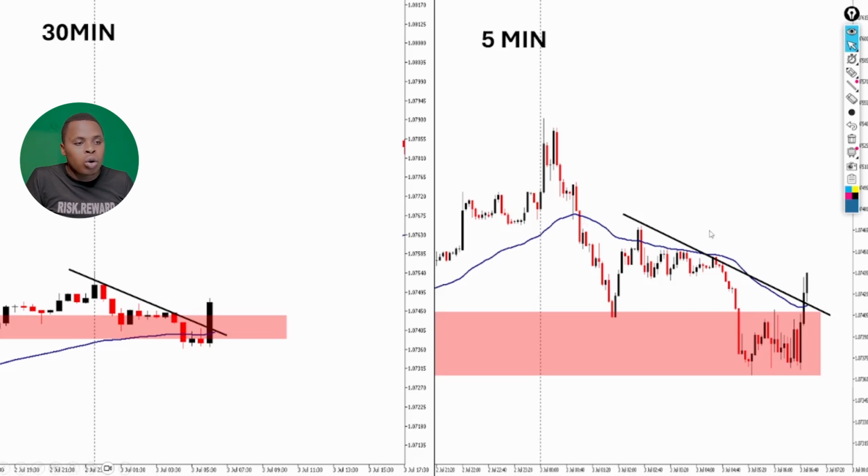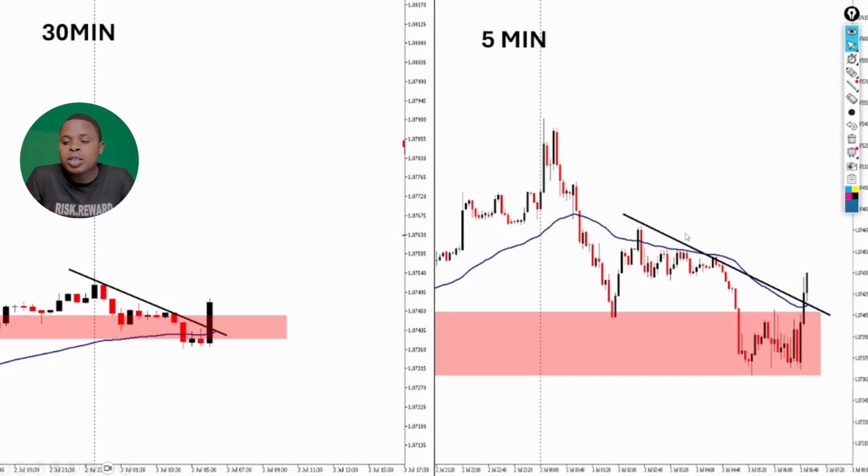So on the 5-minute time frame, the trend line is looking like this, or it can look like this. It can also look like this, something like this, right? But it's the same thing. This is the 5-minute time frame, and this is the 30-minute time frame.